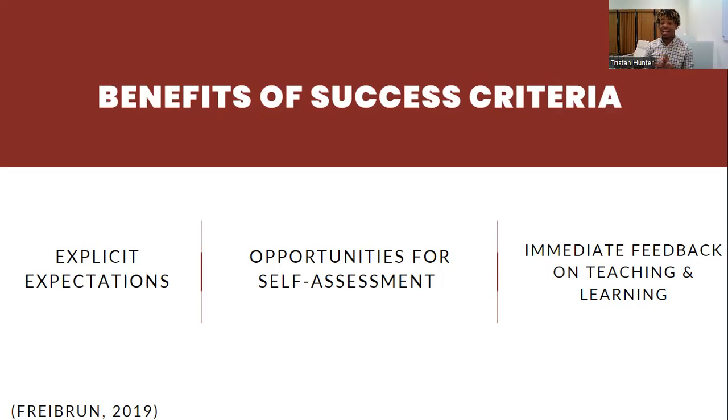And then last but not least, I talked about this already, immediate feedback on teaching and learning. If my students and I are working on an assignment and I've communicated the success criteria already, and I see that students are missing a key piece of the success criteria, let's say they get 2 out of the 3 correct, then as a teacher I need to bring my students back together as a whole group so that I can focus on that one piece of the success criteria that they aren't getting right.